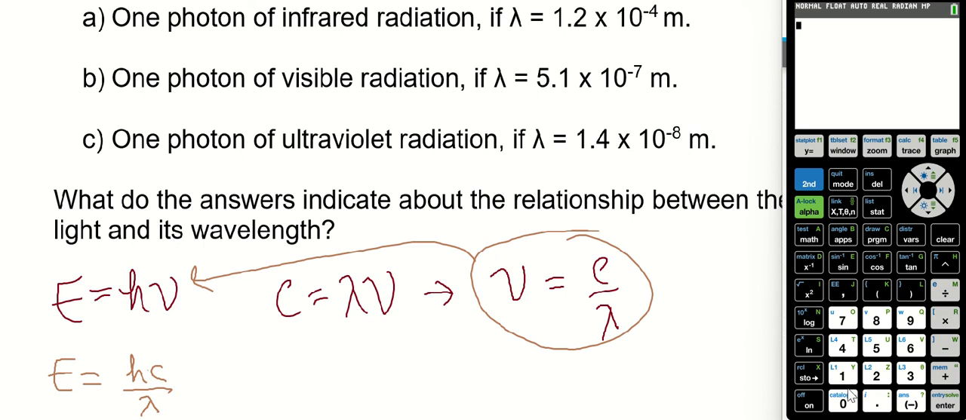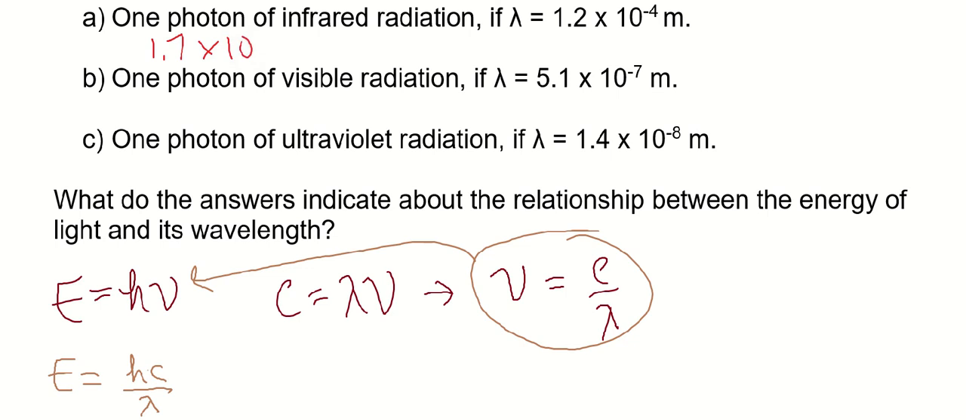I'm just going to go ahead and punch these in the calculator. 6.626 times 10 to the negative 34 times the speed of light, which is 2.998 times 10 to the 8, divided by the wavelength given in A, which is 1.2 times 10 to the negative 4. That's our energy in part A. It only has 2 significant figures in all of these, so we'll say it's 1.7 times 10 to the negative 21 joules.